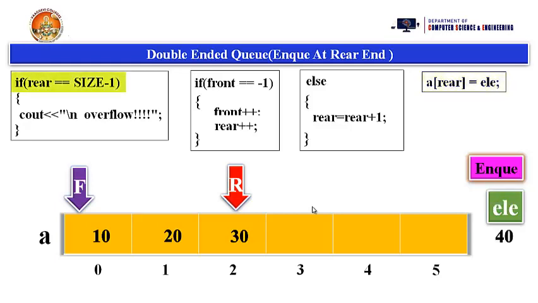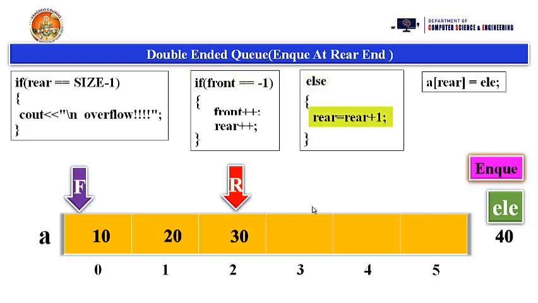Check the condition, rear equals size minus 1. So rear is pointing to the second location and size minus 1 is 5. Both are different locations. So condition false. Then go to the one more if condition, if front equal minus 1. So front is pointing to 0th location here, condition false. Then go to the else part here. And the else statement is here, rear equal rear plus 1.